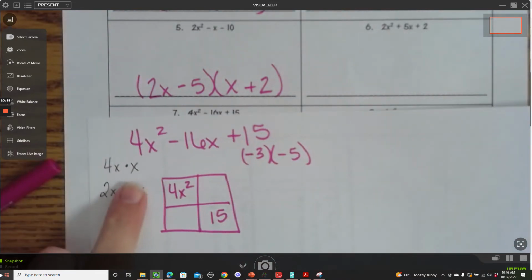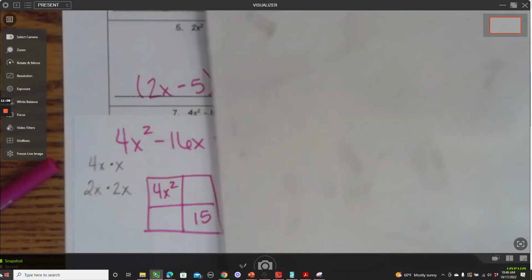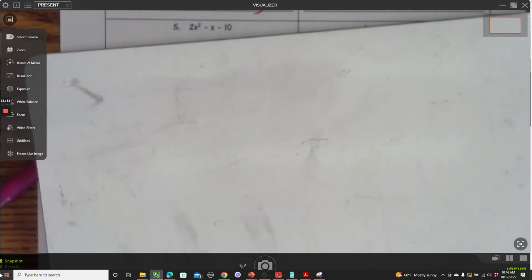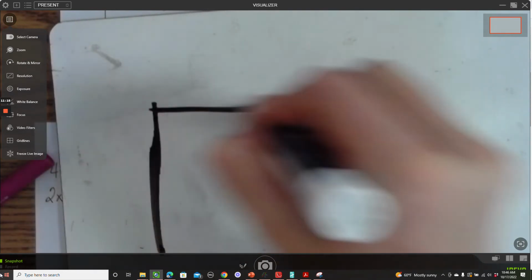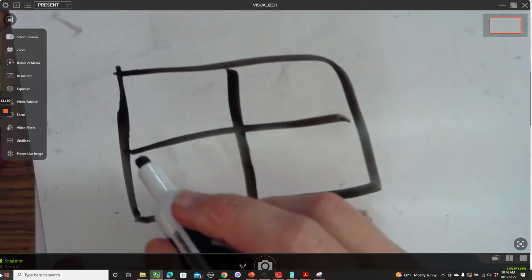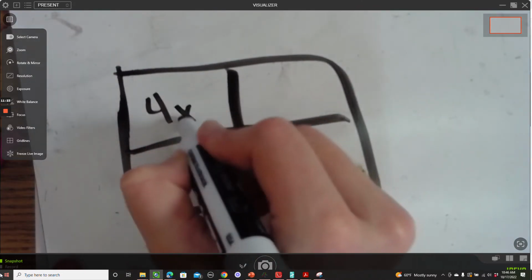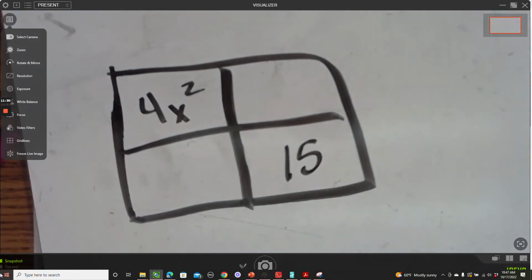So let's check. Actually, I am going to get a dry erase marker and do this because I don't want to keep erasing. All right, here we go. So what did we say we knew for sure? This was 3, negative 5. 4x squared, you just said it. And then this equals 15. There is an easier way. Give me a second.